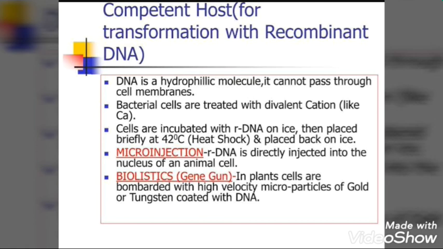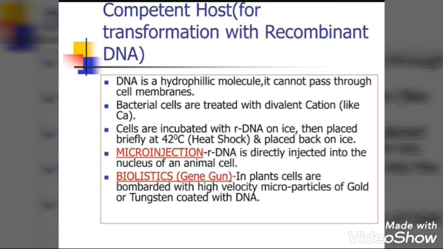So here, the competent host for transformation with the recombinant DNA: DNA is a hydrophilic molecule. It cannot pass through the cell membrane. Bacterial cells are treated with divalent cation like calcium. Cells are incubated with rDNA on ice, then placed briefly at 42 degrees. The temperature 42, the number is very important for students, then placed back on ice.